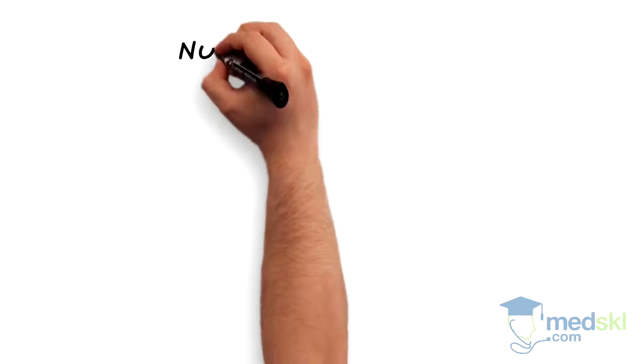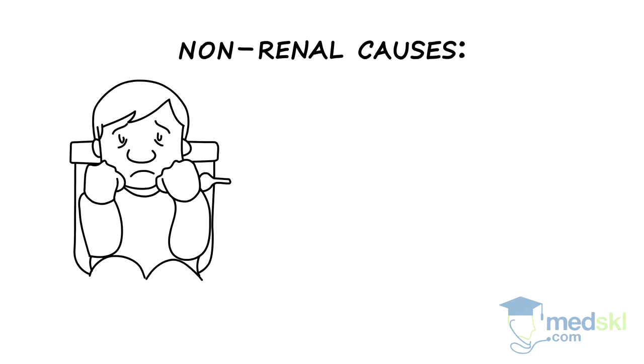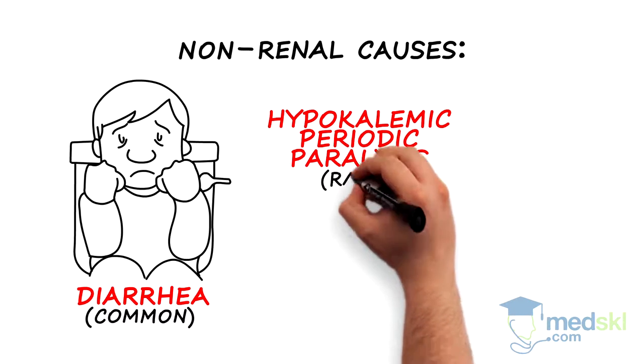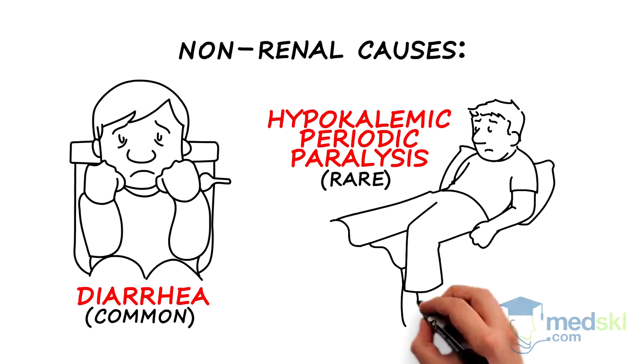There are also non-renal causes of hypokalemia, including diarrhea, which is a common cause of potassium loss from the GI tract, and hypokalemic periodic paralysis, which is a rare genetic condition.